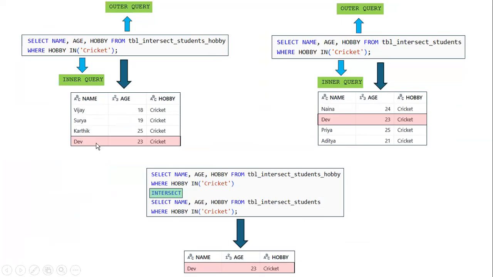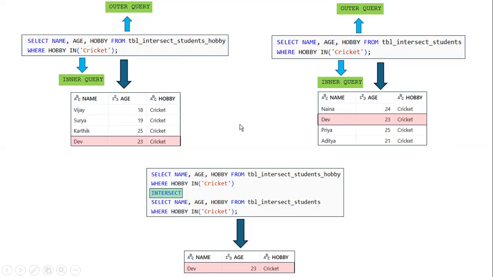Now we have the result of table 1 and the result of table 2. On top of these two tables, I'm using INTERSECT. What it does is first check the first row, Vijay 18 cricket. We don't have any common record, then it will ignore it. Then Surya 19 cricket.